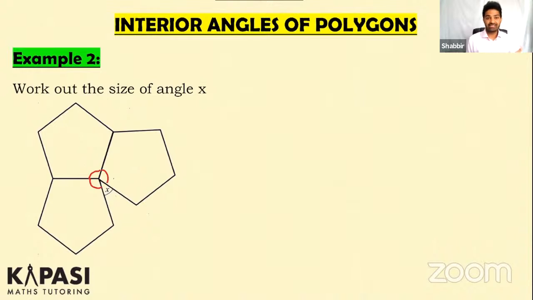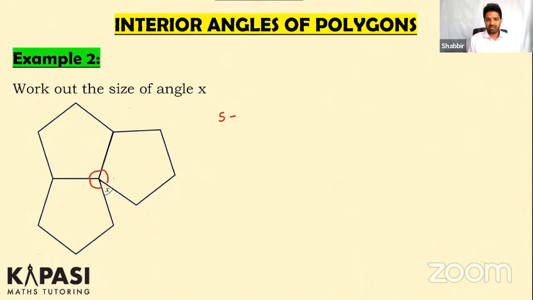And the answer is yes, we can, because these are pentagons, 1, 2, 3, 4, 5. So if I just focus on one of those pentagons, these are all pentagons, so they're all the same. Therefore, all of these angles will all be the same. I just need to work out one of these angles for the pentagon. So how do I do that?